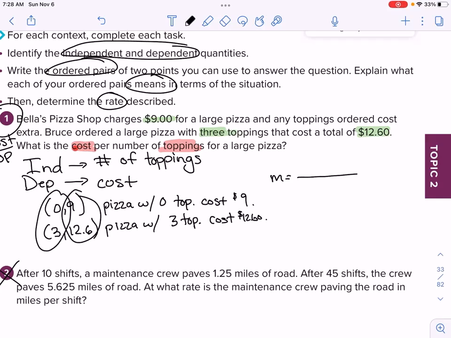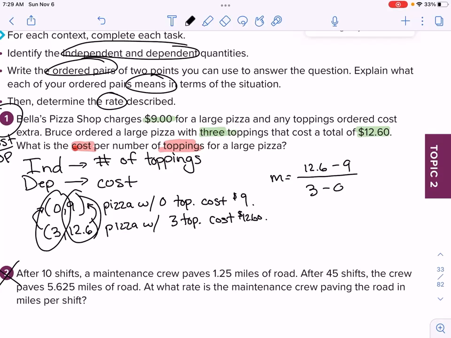Or I could do 12.6 minus 9 as long as I do 3 minus 0. And you know what? I'll do it that way. 12.6 minus 9 divided by 3 minus 0. I'm just going bottom up, bottom up. We have to start at the same place. We talked about this in a previous lesson.